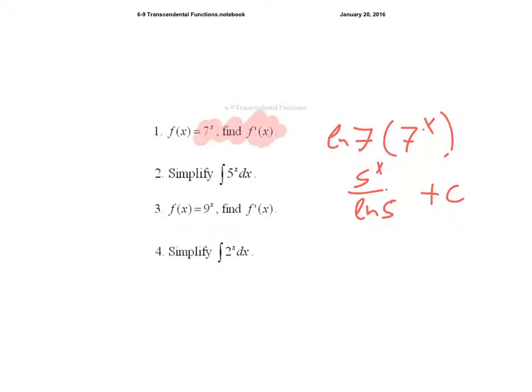Essentially, we took the derivative. The shortcut is it's just going to be the same thing as the function, but times the natural log of the base. So 7 to the x power times natural log of 7. When you do an integral, it's the same thing, but you divide instead of multiply, and then you attach a c. So go ahead and give these two a try.